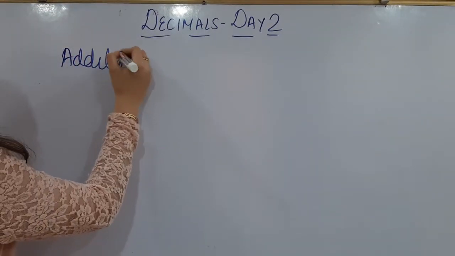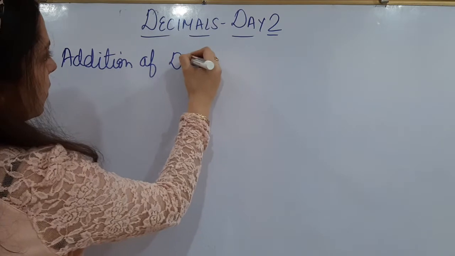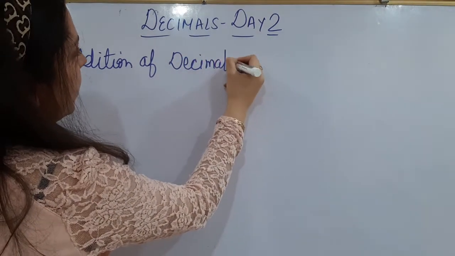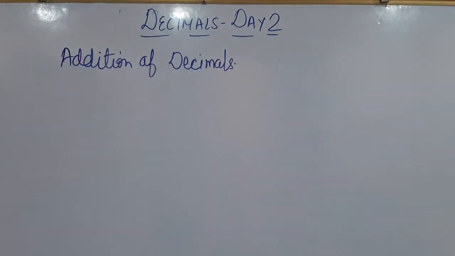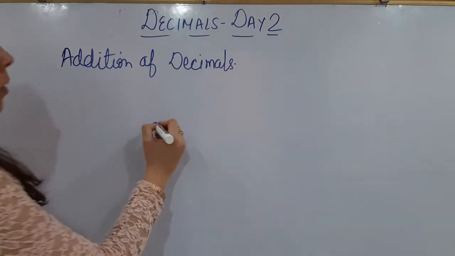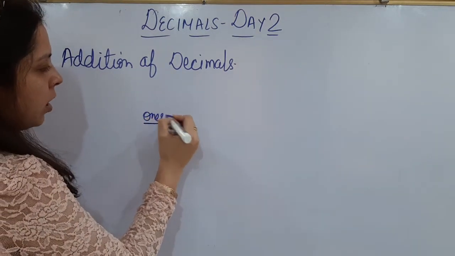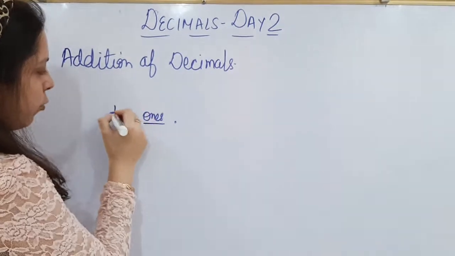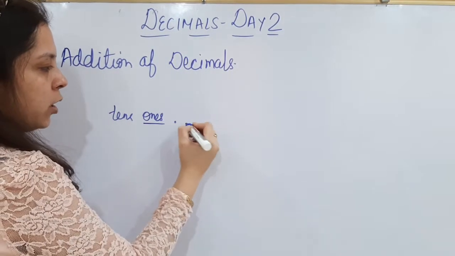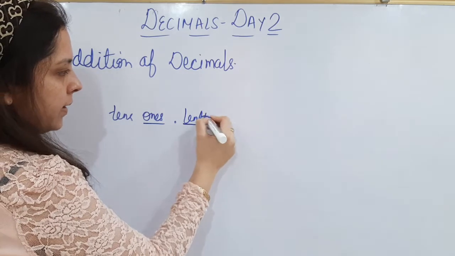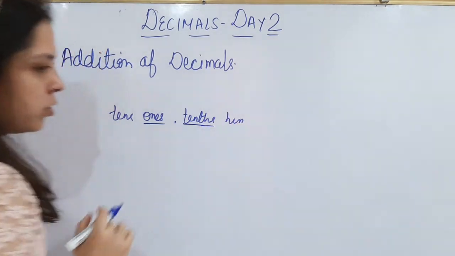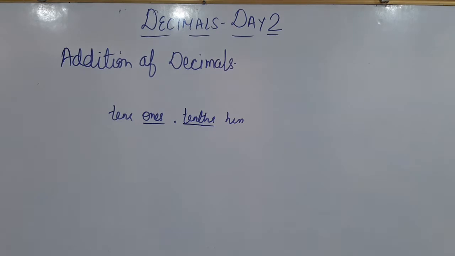Addition of decimals. For adding decimals, you have to keep in mind that the decimal points should be in one line, that is, in one column, and you should keep in mind the place values of decimals and whole numbers. Whole numbers' place values start from the last: the decimal point is here, then ones, tens. And the place value of decimals starts from tenths, hundredths, from the start. So you should keep this in mind.